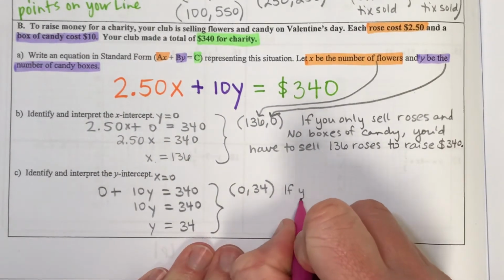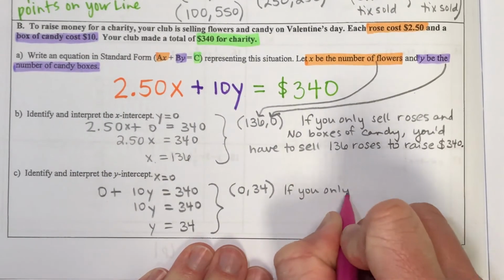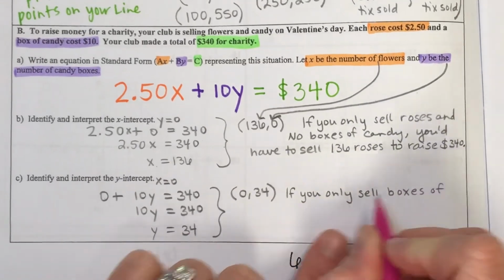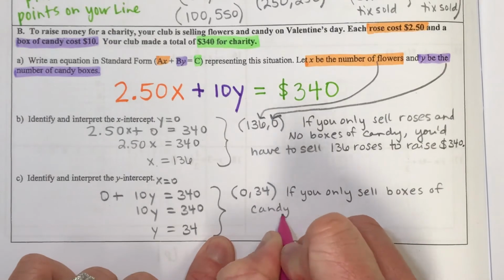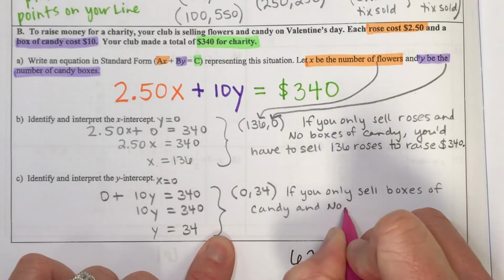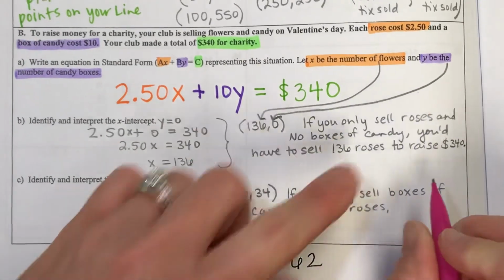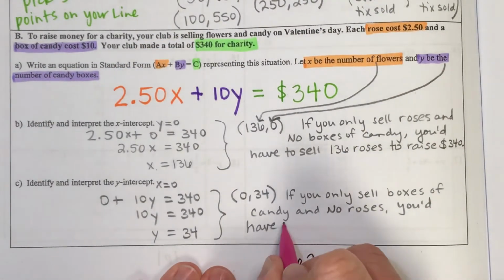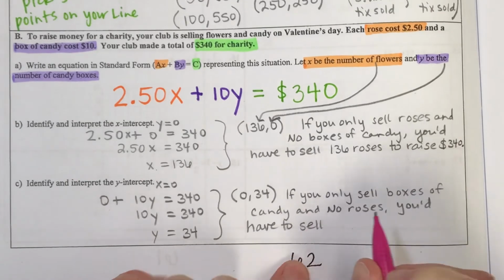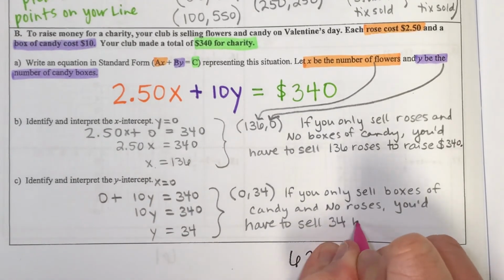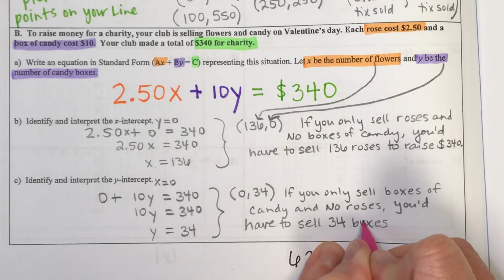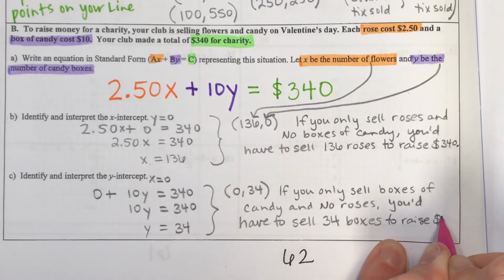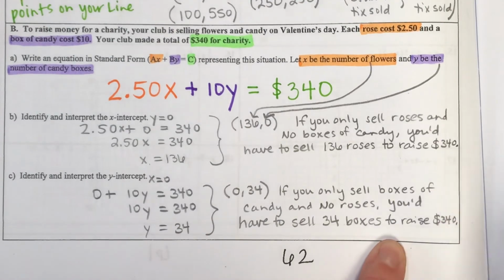So if you only sell boxes of candy and no roses, you'd have to sell 34 boxes to raise $340. And that's it.